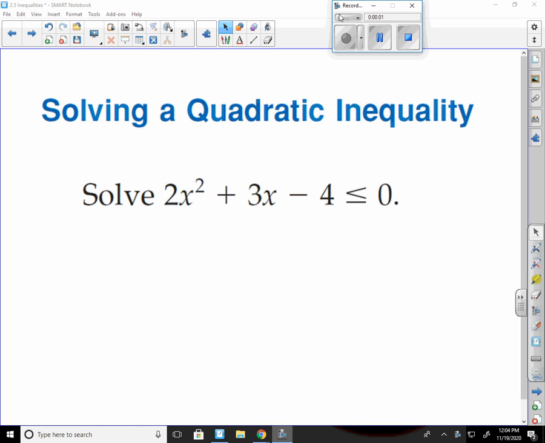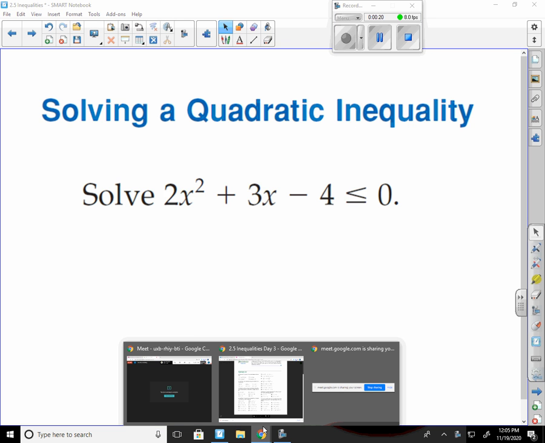Solving a quadratic inequality. And so these are much like the other ones. There's multiple methods of solving them, multiple ways that we can do them. The first way I'm going to show you is using your graphing calculator.